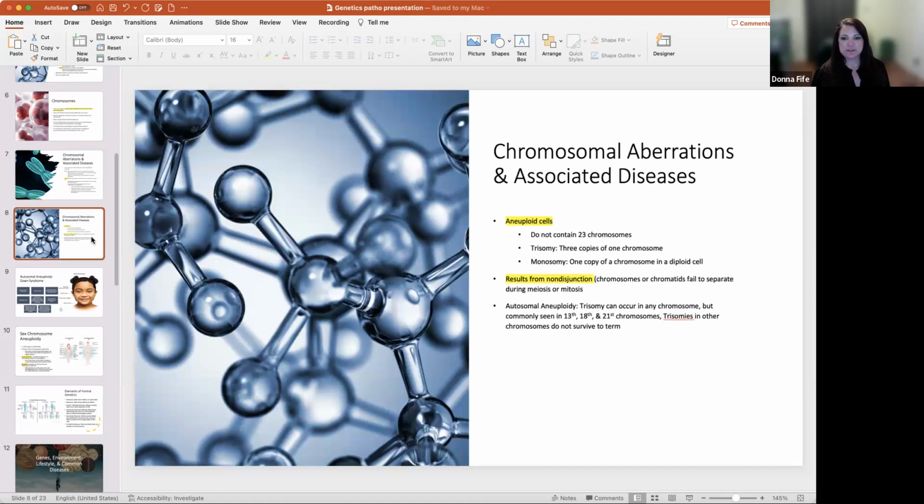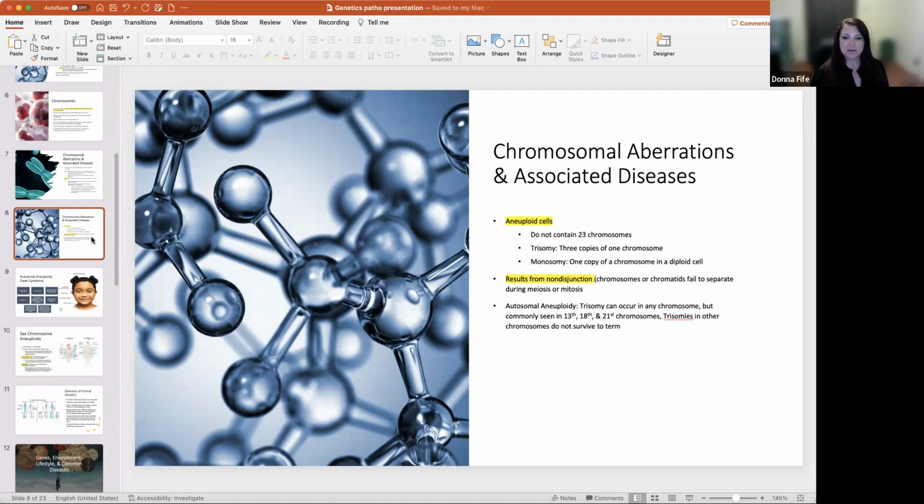Chromosomal aberrations and associated diseases: aneuploid cells, unlike euploid cells, do not contain the normal 23 chromosomes. Trisomy has 3 copies of one chromosome, and monosomy has 1 copy of a chromosome in a diploid cell. This results from non-disjunction, where chromosomes or chromatids fail to separate during meiosis or mitosis.